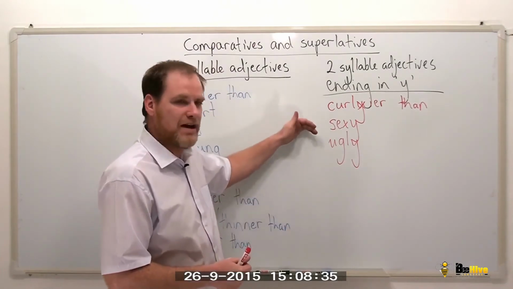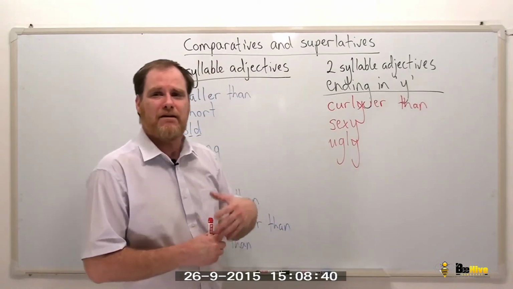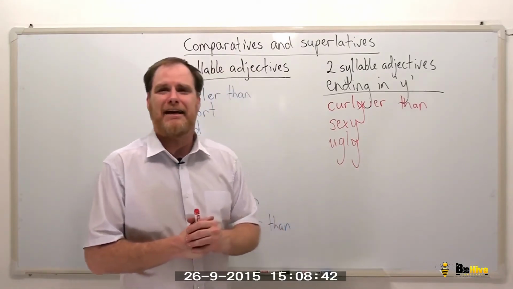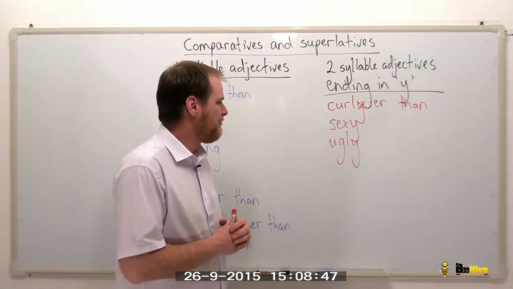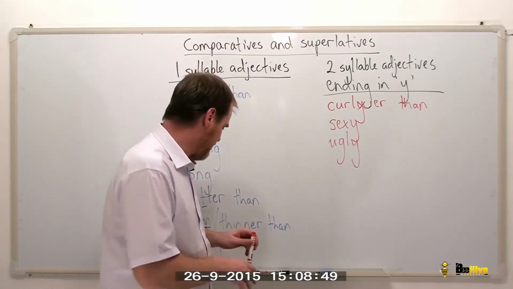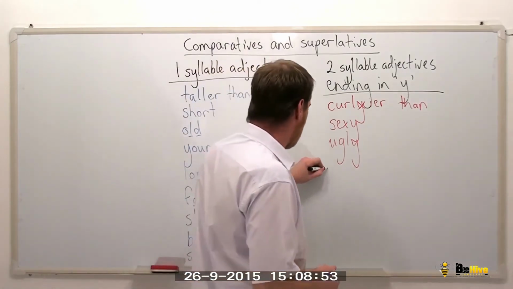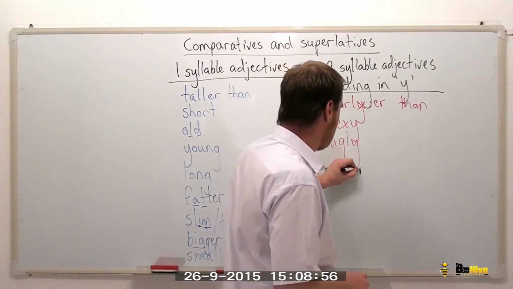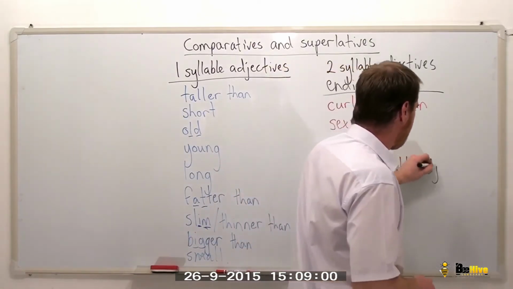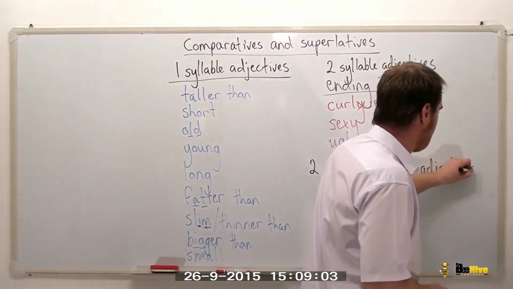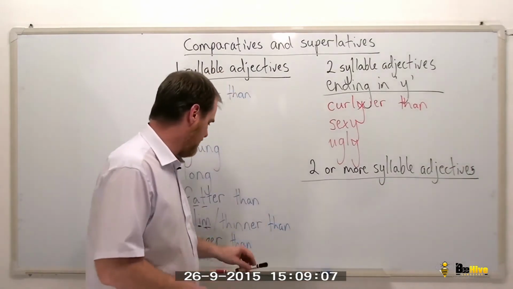Alright, and you would do the same thing with these words. Okay, you might say Marilyn Monroe is sexier than Elle Macpherson. Or you can use different people. Okay, and of course we know how to use this. So let's go on to our last one, which is when we have two or more syllable adjectives. Okay, so now we're looking at two or more syllable adjectives.